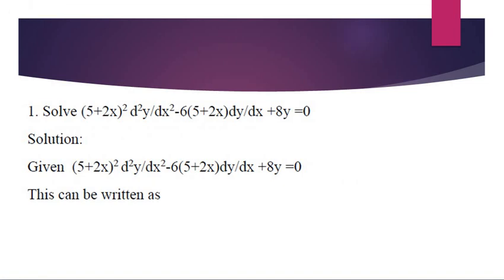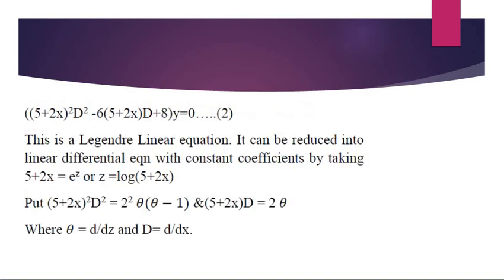Let us solve the following Legendre linear differential equation. Solve (5 plus 2x) the whole squared d squared y by dx squared minus 6 into (5 plus 2x) dy by dx plus 8y equal to 0. So this can be written as (5 plus 2x) the whole squared D squared minus 6 into (5 plus 2x) D plus 8 into y is equal to 0. We will take this as equation 2.